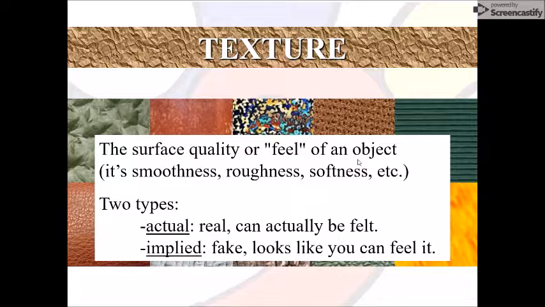So texture is the surface quality or feel of an object. Just some examples for you: smoothness, roughness, softness. And then make sure to write down the two types. Actual is real texture that can actually be felt, and implied is fake. It looks like you can feel it, but you can't.